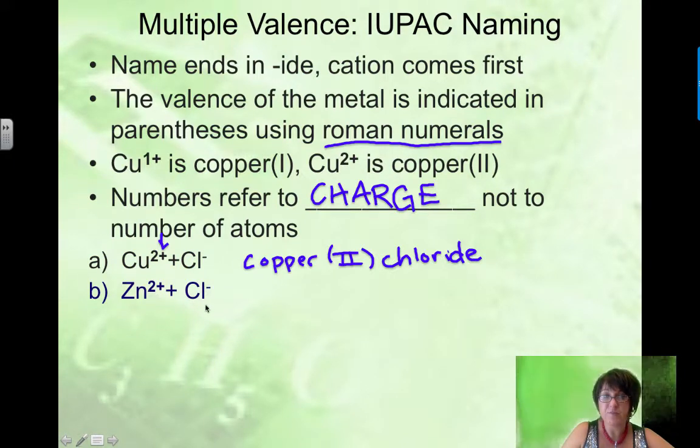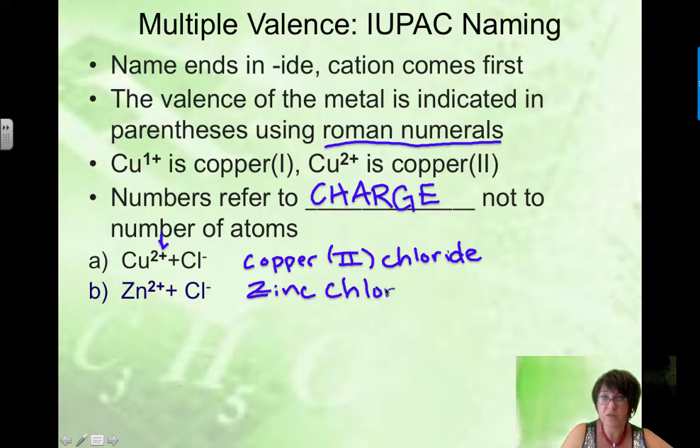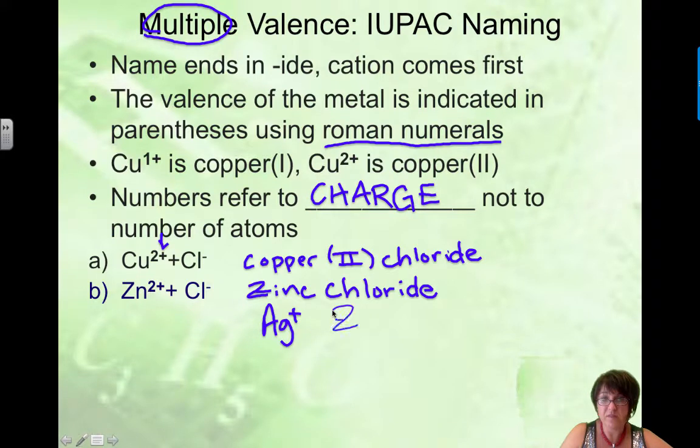And then Zn2+ and Cl, you might want to call this zinc 2, right? Zinc 2 chloride. But I was tricking you. Zinc only has one kind of charge. It's at the very end of that d orbital, so it's only ever going to lose 2 electrons. So we just call it zinc chloride. You see, the multiple valence indicates there's more than one charge. If there's not more than one charge, don't put parentheses behind it. Silver is always +1. Zinc is always +2. So we don't use parentheses for those. Aluminum is always +3. So we don't need parentheses, it would be redundant.